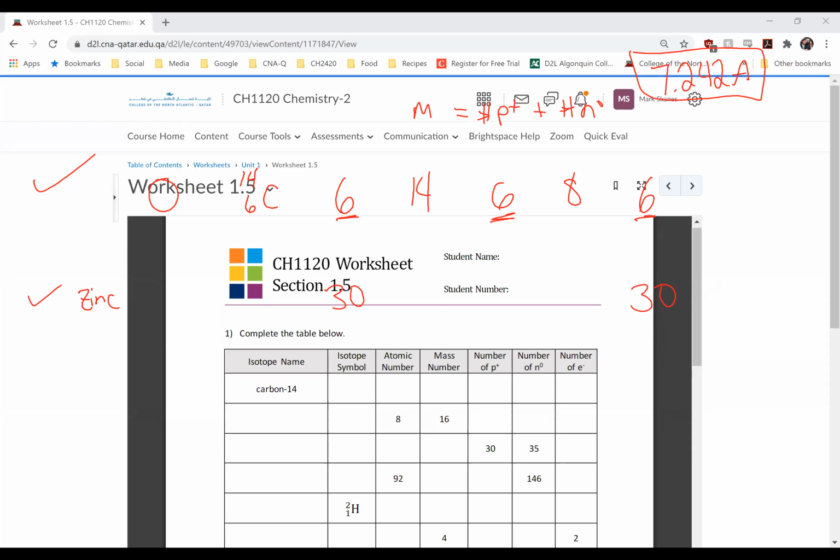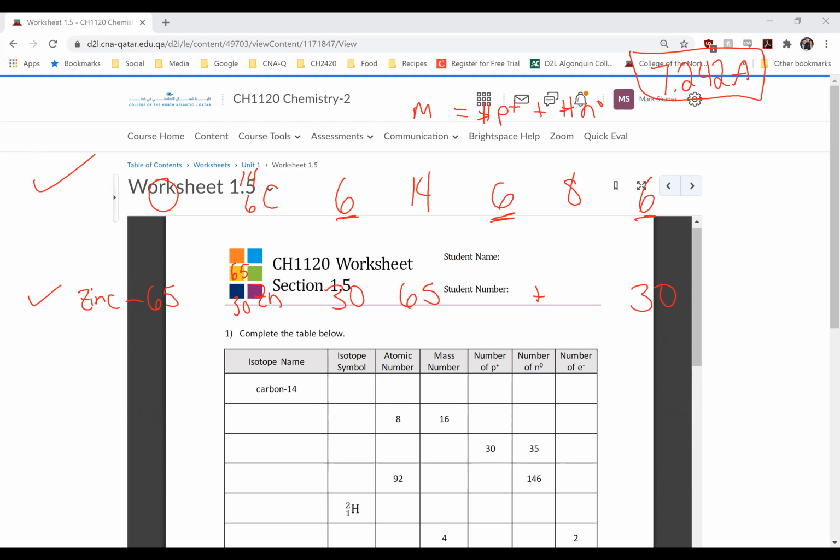Okay, well, let's start with the mass number. Now remember, mass number is protons plus neutrons. So 30 plus 35 would give me 65. And now I'm done. All I have to do is fill in my information. So this would be called zinc 65. And I would write it as Zn, that's the symbol for zinc, 65 over 30.